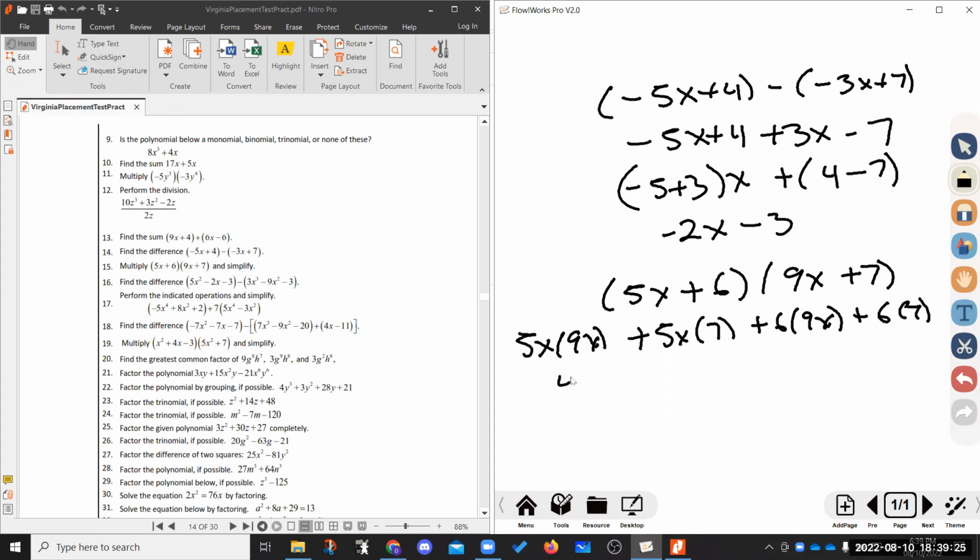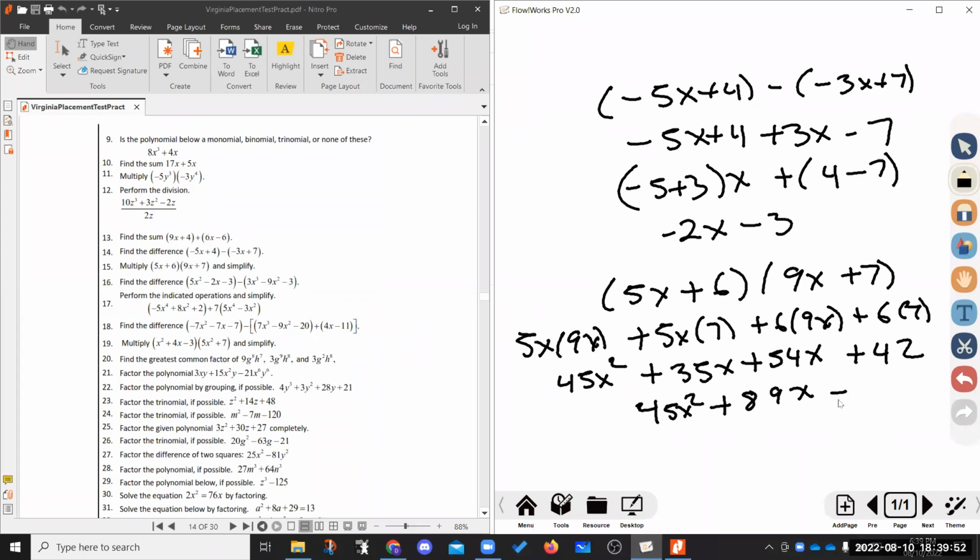5 times 9 is 45. x times x is x squared. 5 times 7 is 35x. 6 times 9 is 54x. 6 times 7 is 42. We're going to have to add these like terms in the middle here. This is an 89x. When we combine 35 and 54, we get 89x, plus 42.